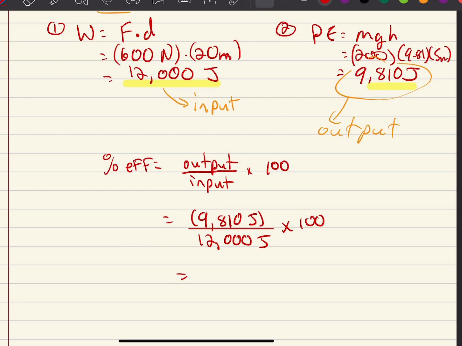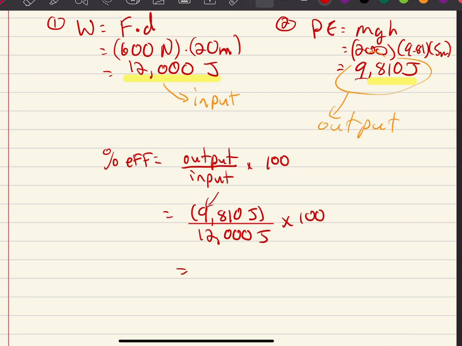My apologies, that should actually be 9,810, not 6,810. So make sure that you correct that. Regardless, it's still going to be the output, and 12,000 joules is still going to be the input, and that gives us an efficiency of about 81%.